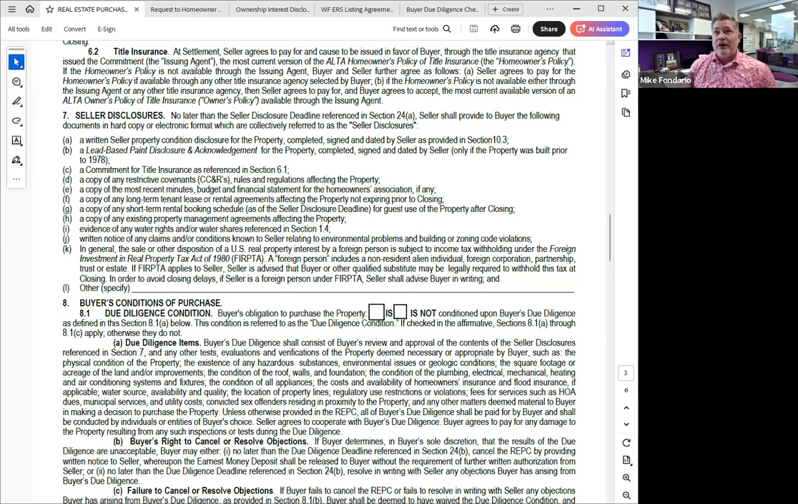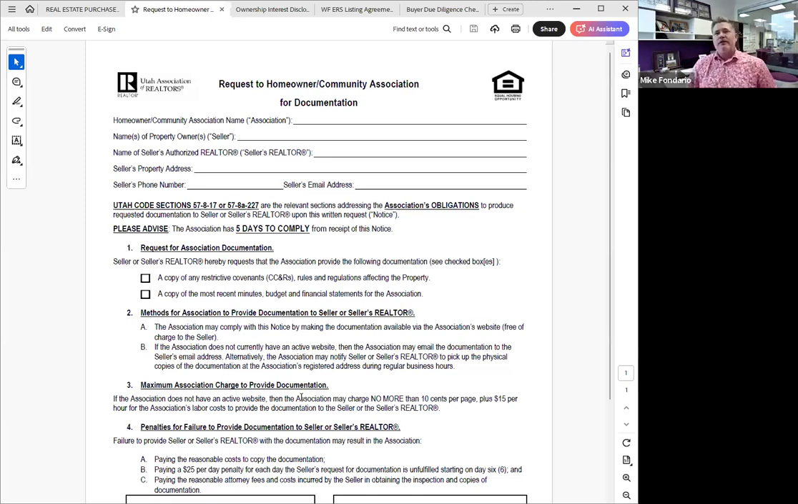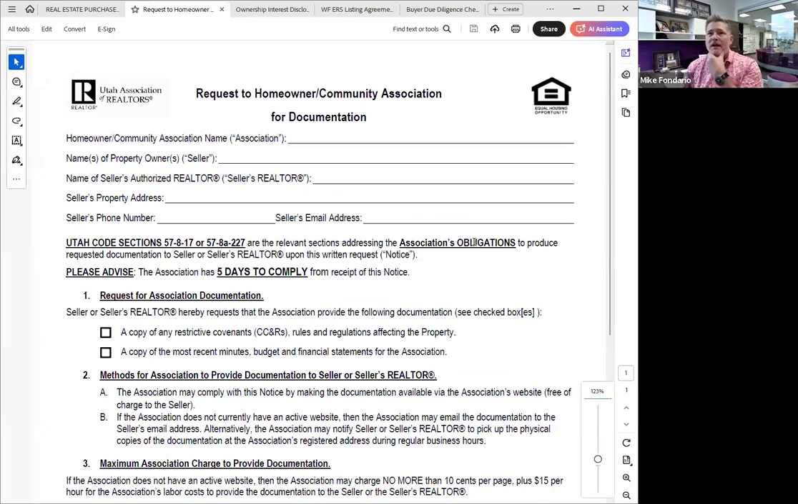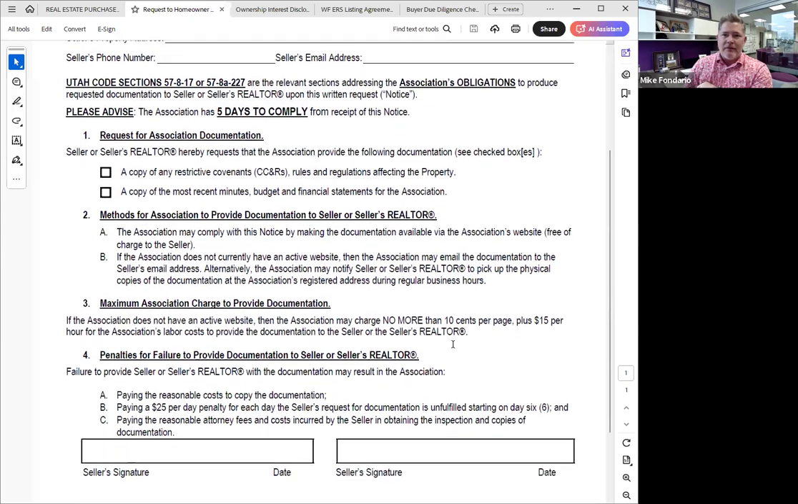Which brings us, because Bob mentioned it, I'll jump right into it and make everyone aware of this document. This document is available to realtors Utah-wide, the Request for Homeowner Community Association Documentation. If you feel like there's going to be a problem, if you're getting some pushback, I'd highly recommend you start using this document. It puts a little oomph behind the request, and it's also signed by your sellers, you'll notice.